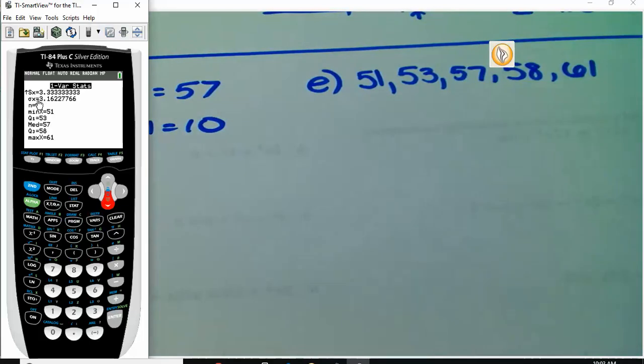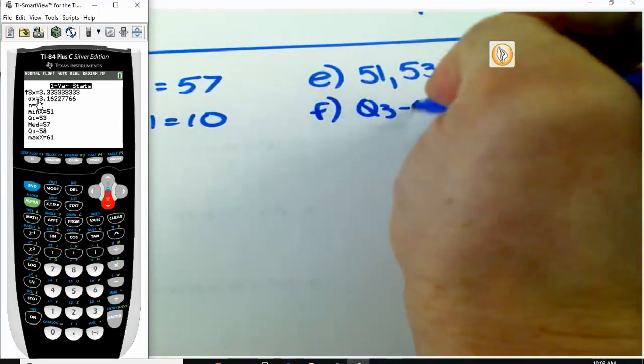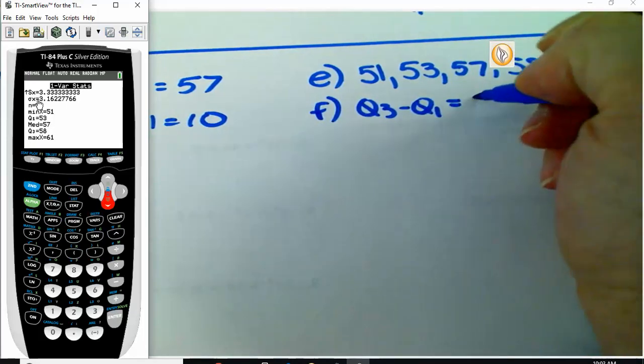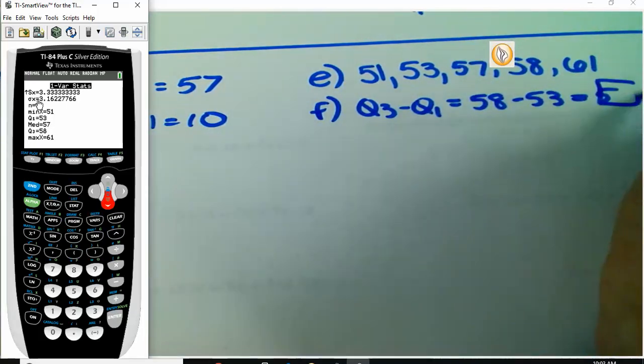Okay. F, interquartile range is quartile 3 minus quartile 1. So 58 minus 53 is 5.